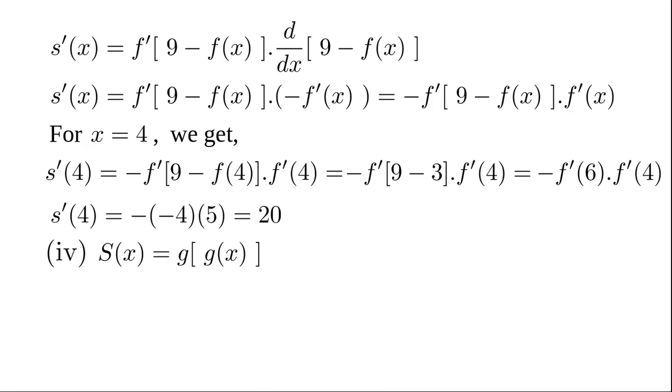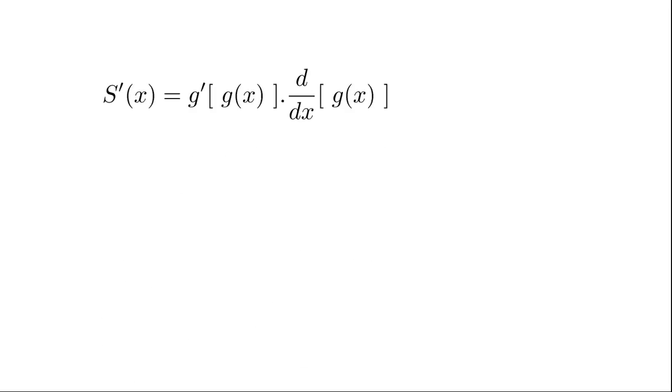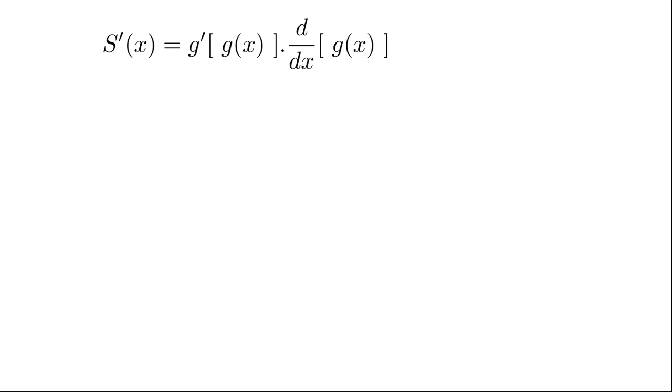s of x is g of g of x. Differentiate with respect to x. s dash of x, that is d by dx of g of g of x, and it is the derivative part, g dash of g of x into derivative of g of x, and therefore s dash of x equals g dash of g of x into g dash of x.